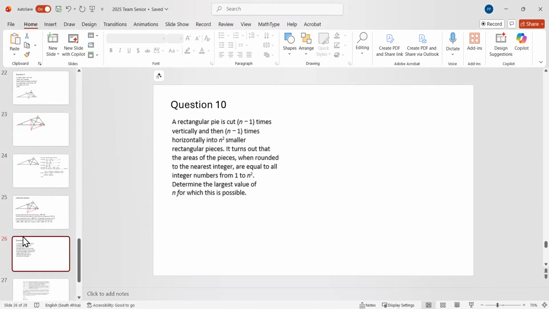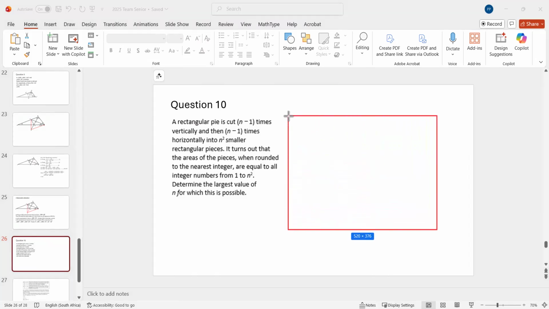Okay, now that takes me to the last question, question 10. Question 10 is a strange kind of a problem. A rectangular pie is cut n minus 1 times vertically and n minus 1 times horizontally. Let me just draw this. So there's a rectangular pie. So this is cut horizontally and vertically. So the cuts are parallel to the sides.